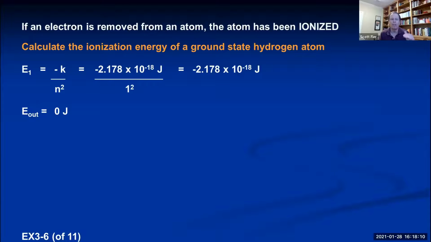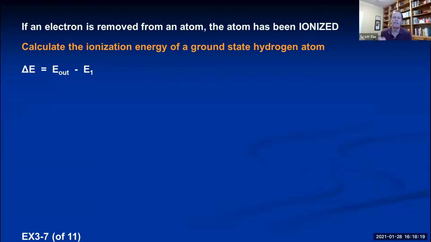So now that you know where the electron's starting and where it's ending up, you know the energies. Our change in energy will be final minus initial. So your change in energy is going to be the energy of the electron out of the atom minus the energy of the electron where it started.